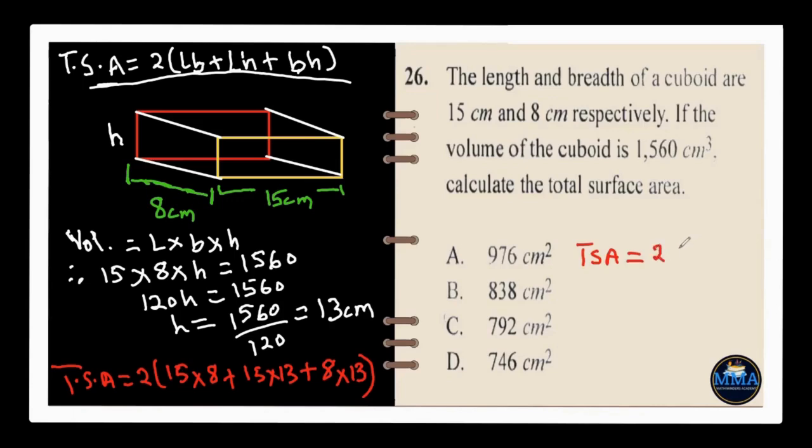Of course, if you look at what we have there, it's going to give us 2 times 419. So we have 2 times 419. And this is going to give us 838 square centimeters. And that is option B. That's option B. So mark it, and that's correct. So we proceed to question number 27.